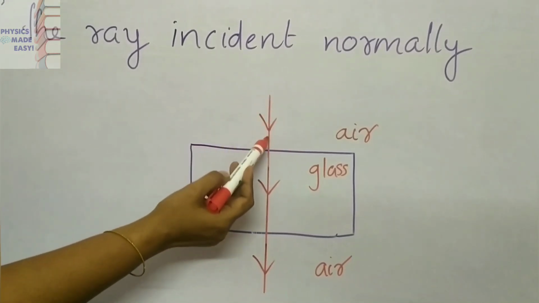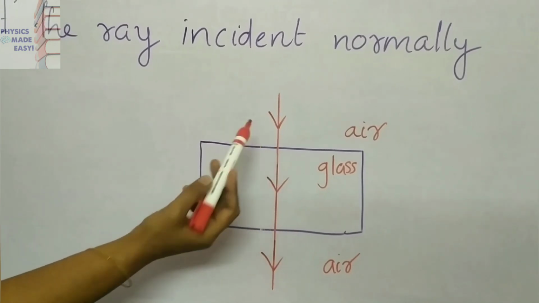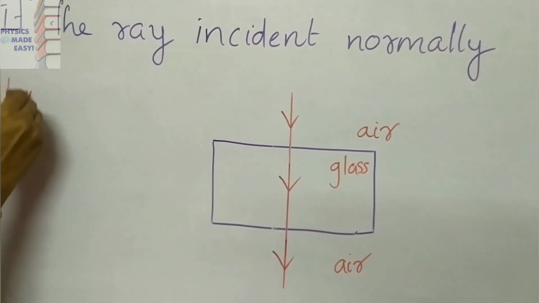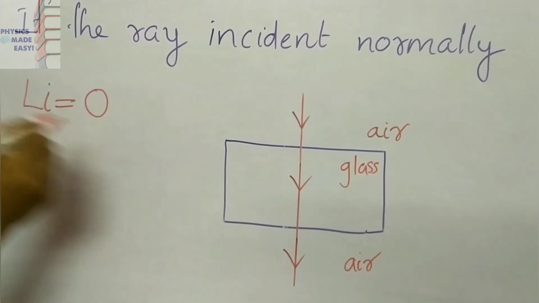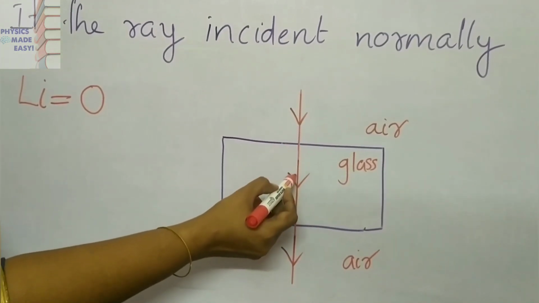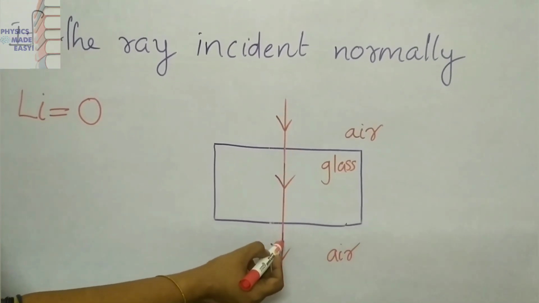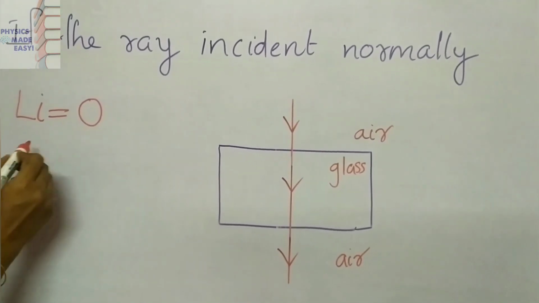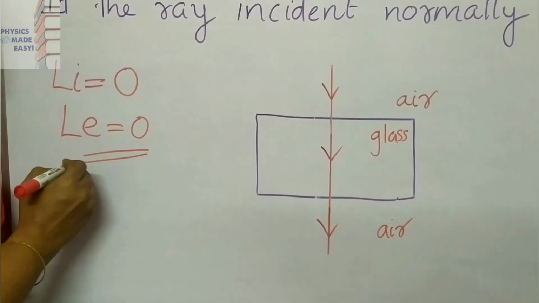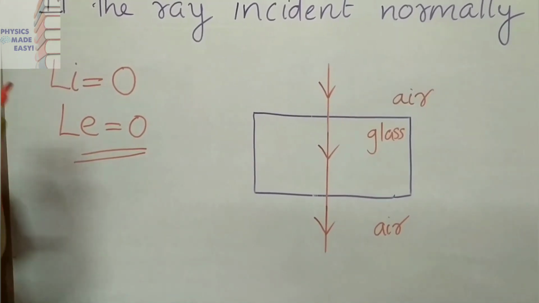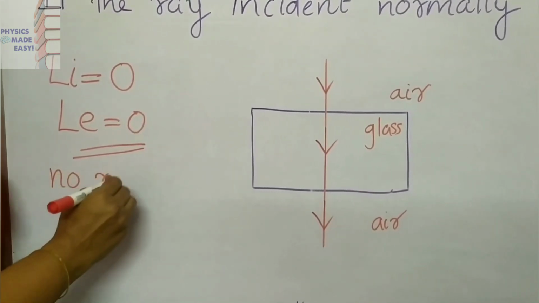You know this is the incident ray here, along the normal. So the angle of incidence, angle I, we can write as 0. Then it passes through the glass slab and emerges along this path. The angle of emergence is also 0. That means there is no bending. Okay children, there is no refraction.